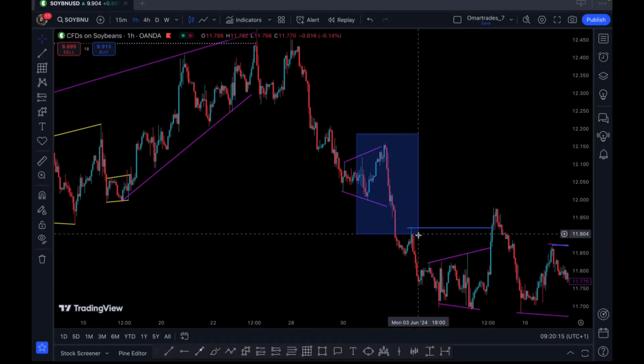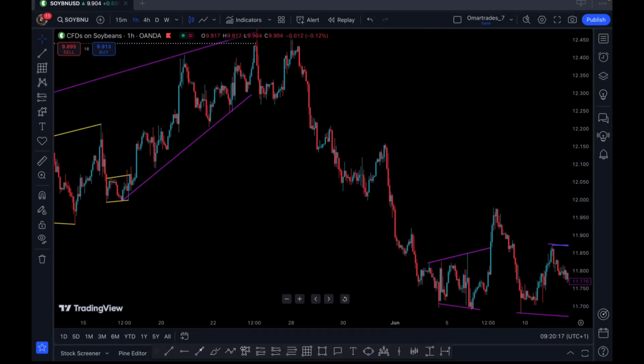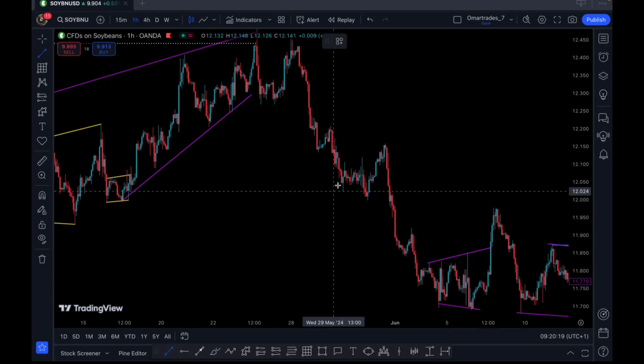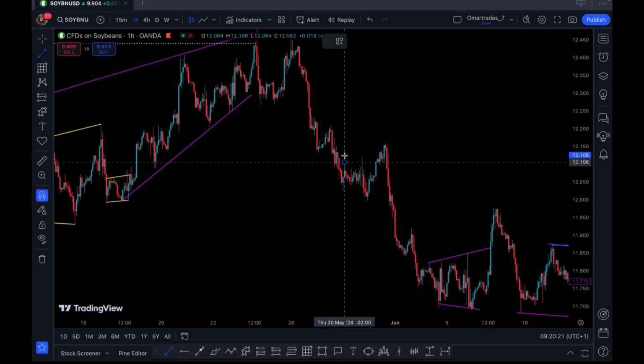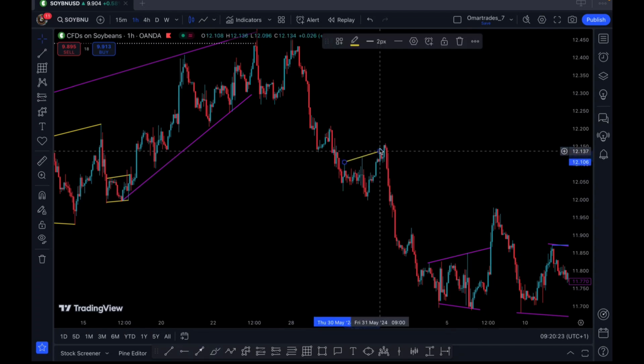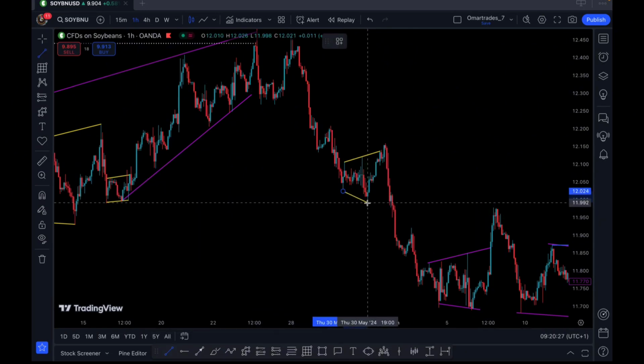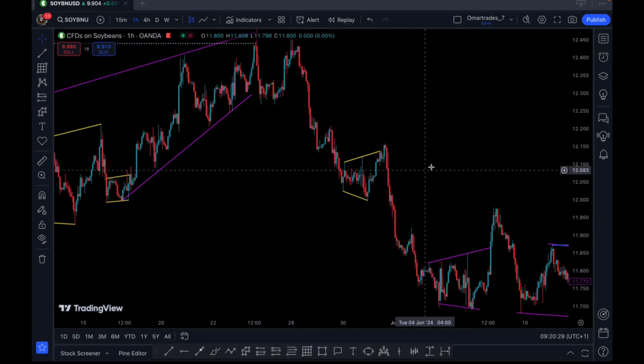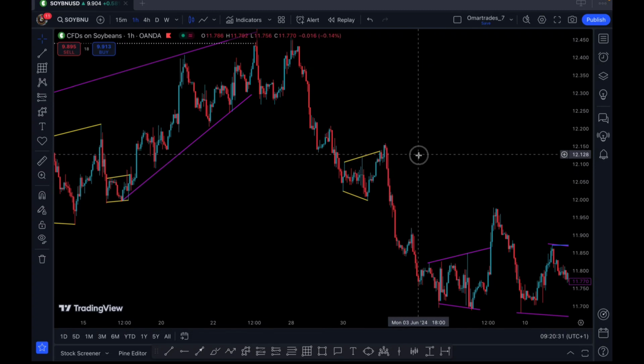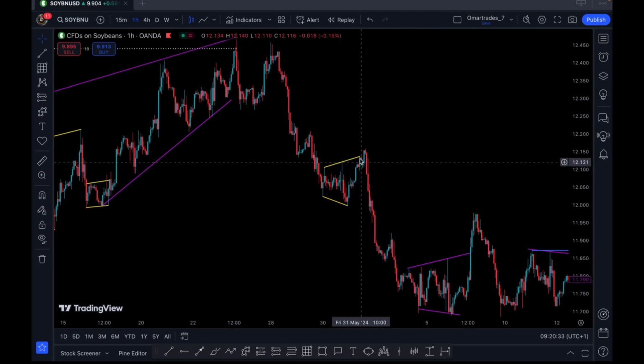Let's clean that off, because essentially you have something like this. You have something like this. Now in this type of scenario, you have a retrace order. Look at that, that is a retrace entry.